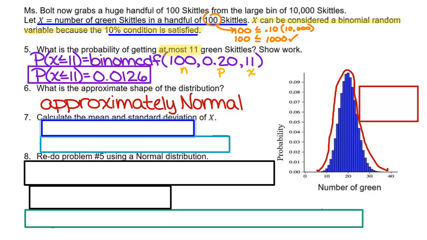Because x is a binomial random variable, we can use the formulas that we learned yesterday to calculate the mean and the standard deviation. I want you guys to find the mean and the standard deviation using the formulas that we learned yesterday. It's in that quick notes box if you need to go back and look at it. Calculate the mean and the standard deviation for our random variable x.